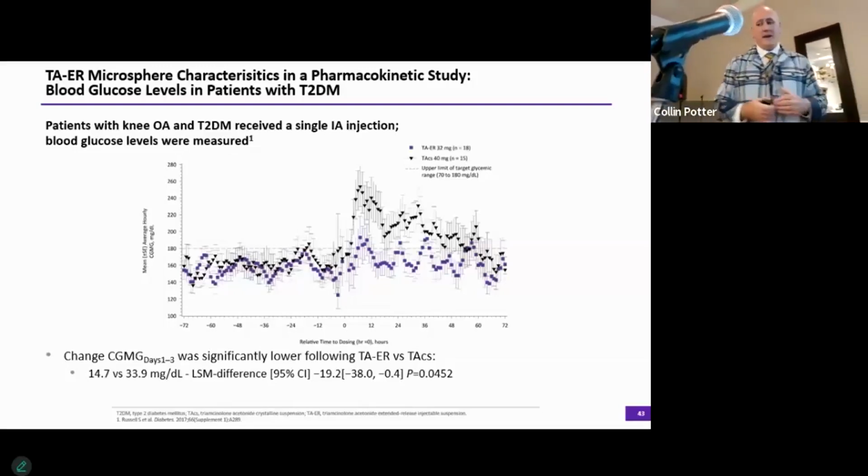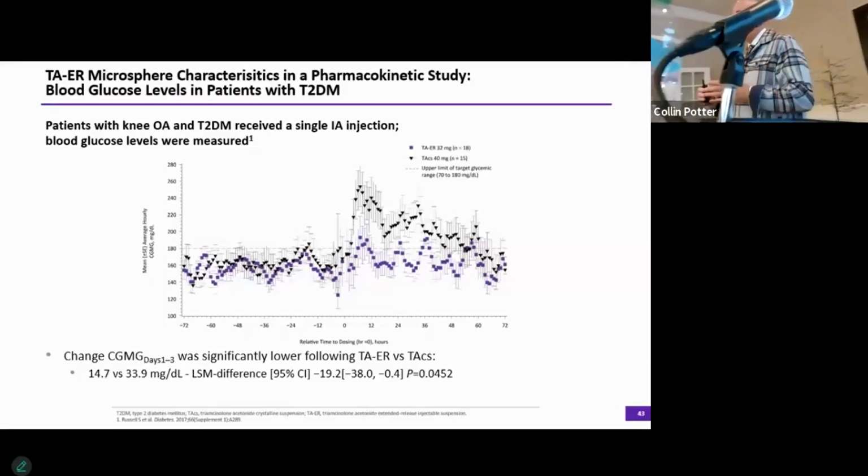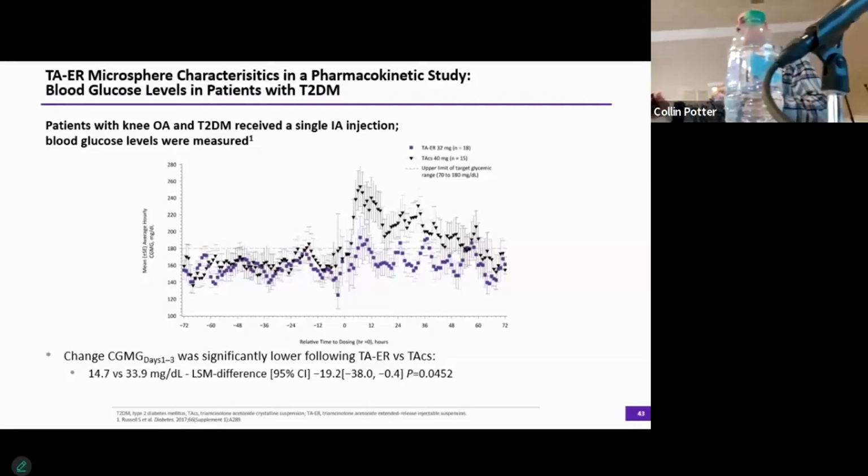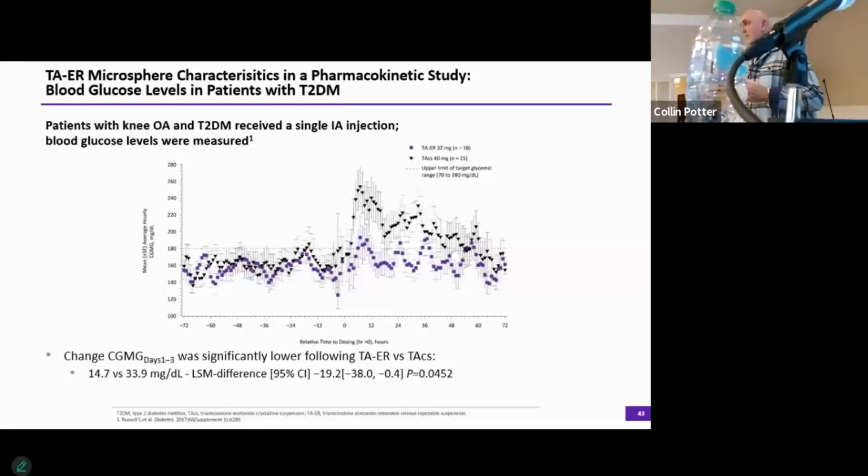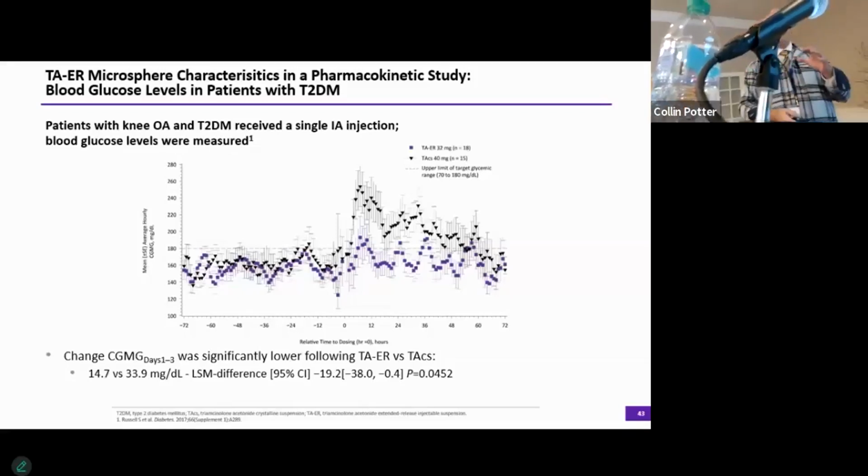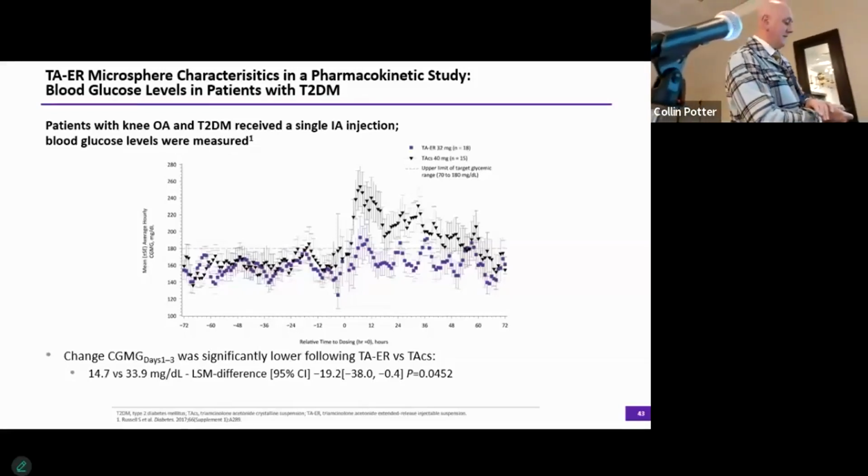So you get a release of that 32 milligrams over a period of time instead of a bolus dose that you would get with the 40 milligram injection. And so that really is helpful for your diabetic patients.